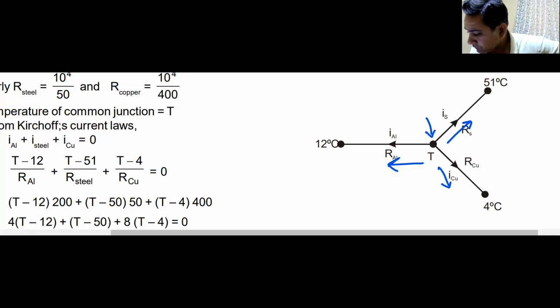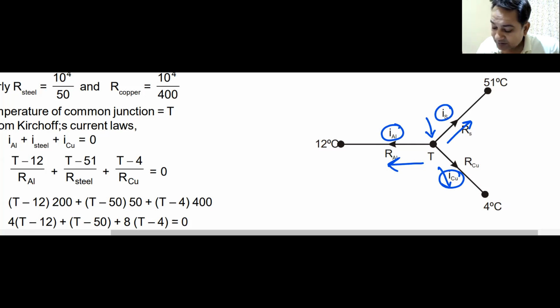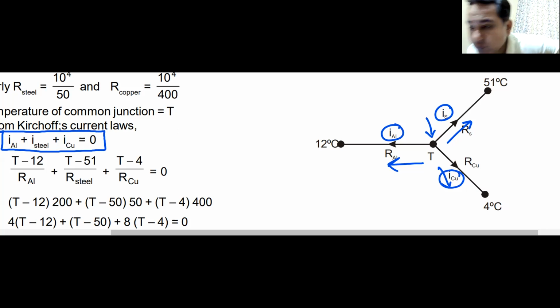Yes or no? Yes, sir. Let me call this I aluminum. Let me call this I steel. And let me call this I copper. So I have a very simple equation: I aluminum plus I steel plus I copper would be equal to 0. Yes or no?